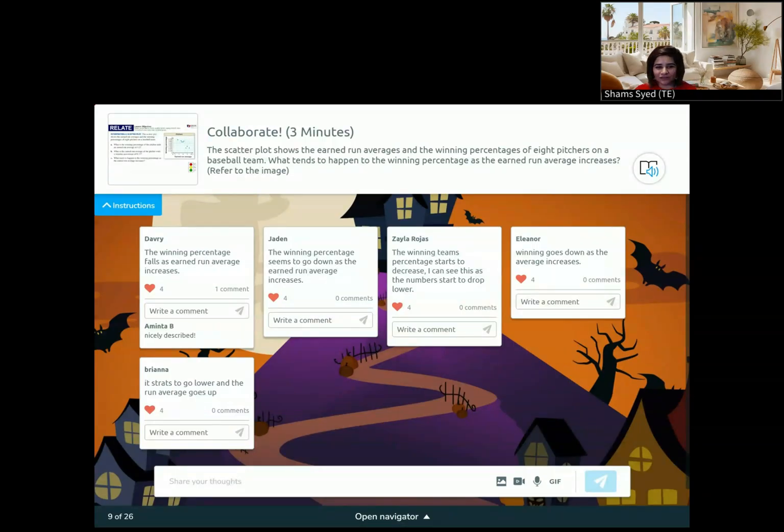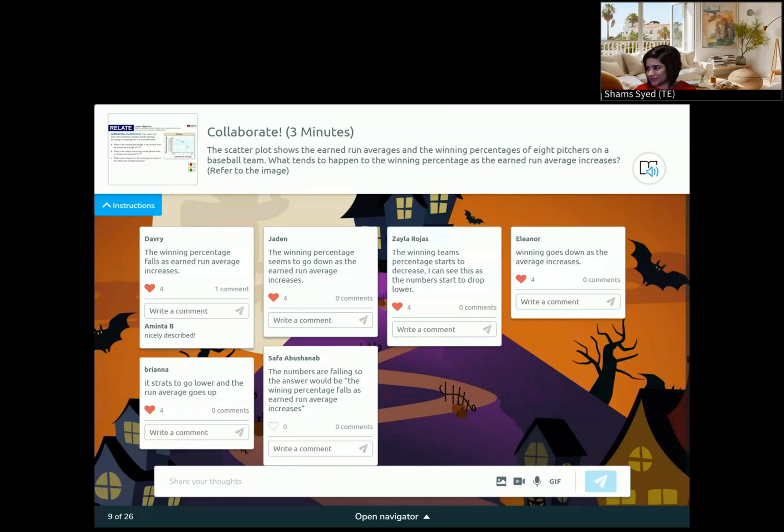Safa has a nice fluffy response. Safa, I like that. You got all the details. The numbers are falling. So the answer would be the winning percentage falls as earned run average increases. Safa, very well written out, detailed.